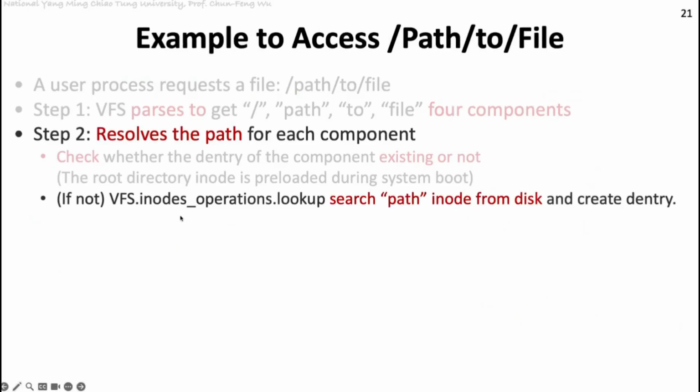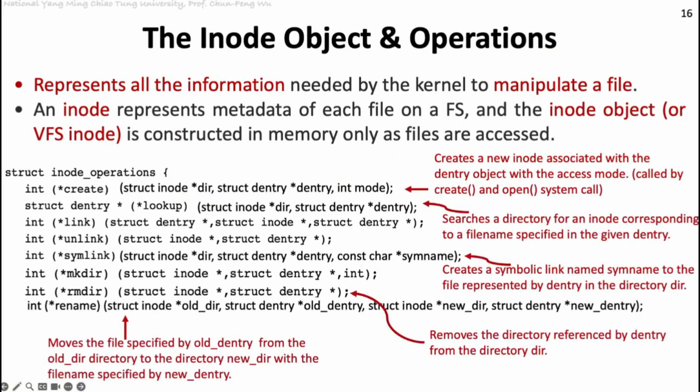If not, then VFS will call the inode operations, the lookup operation in the inode, to search the path inode from disk and create the entry. So for this search of the path inode from disk, actually there are two parts. The first one is here. This is the lookup. Oh, sorry, this is not a lookup function.